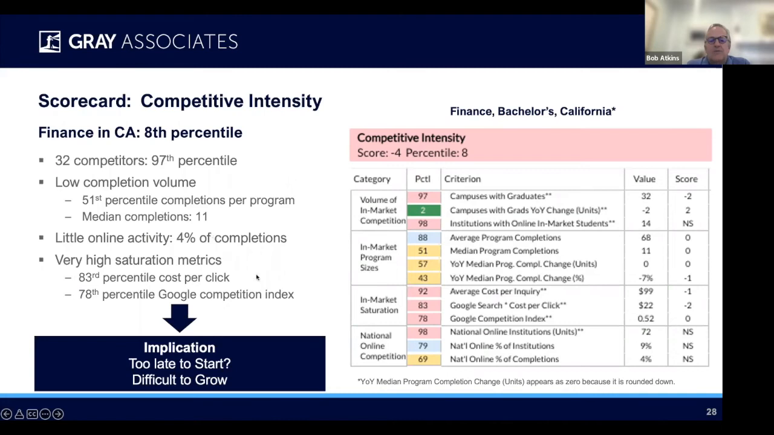So this wouldn't be my first choice of a new program to launch unless I was really good at going in and taking share from other people. So that's really the mantra for if you want to grow, honestly: you've got to figure out how to win share from other people. Because if you think about the overall enrollment numbers declining, the only way for you to grow is to take a student that somebody else would have gotten.